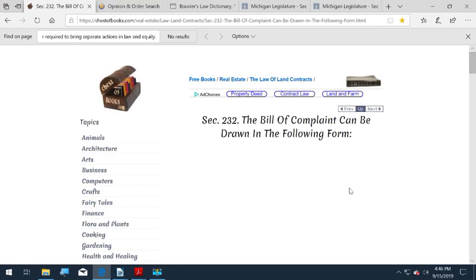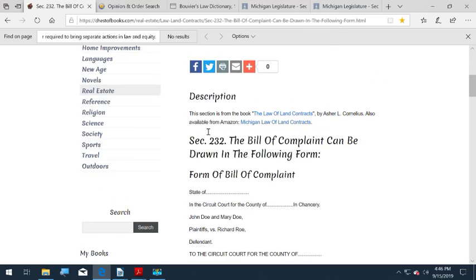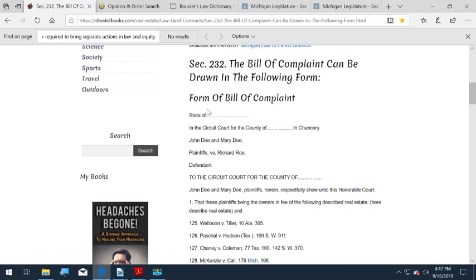So now I don't know exactly what this is. This section is from a book, The Law of Land Contracts by Asher L. Cornelius. You might want to Google that to find this yourself. Section 232, bill of complaint can be drawn in the following form. Form of a bill of complaint.